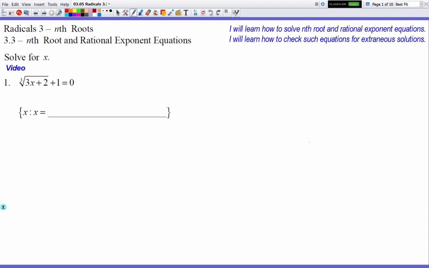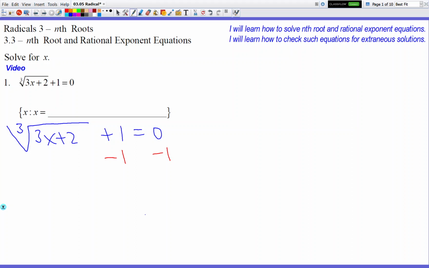Okay, so let's begin. Let's rewrite the problem so I can start to manipulate it. Cube root of 3x plus 2, and then plus 1, equals 0. So we're going to subtract 1 on both sides, and this allows us to get the cube root radical all by itself, because once it's by itself, then we can get rid of that radical. That's the key thing you want to do first.